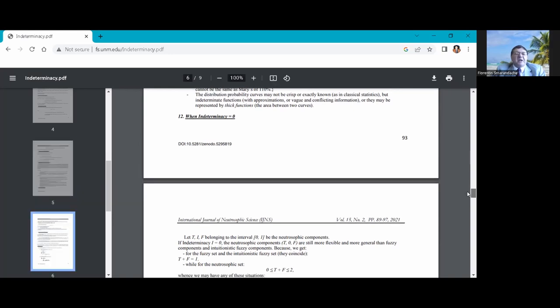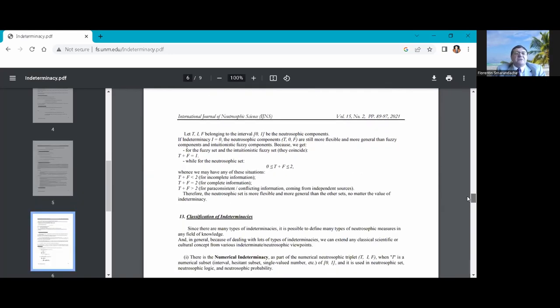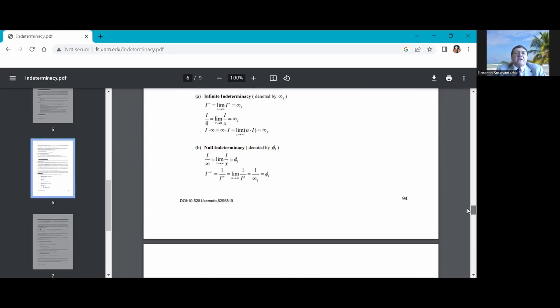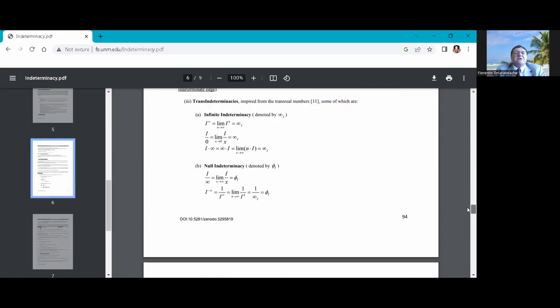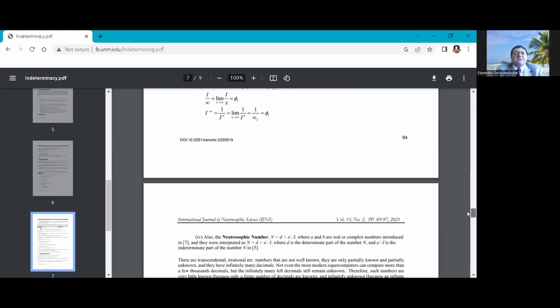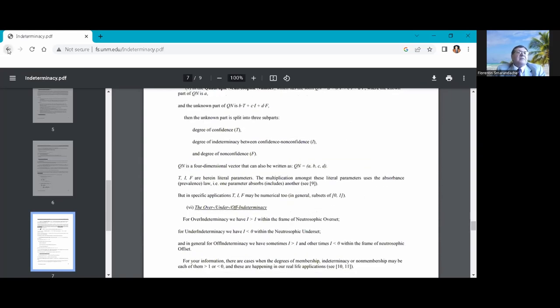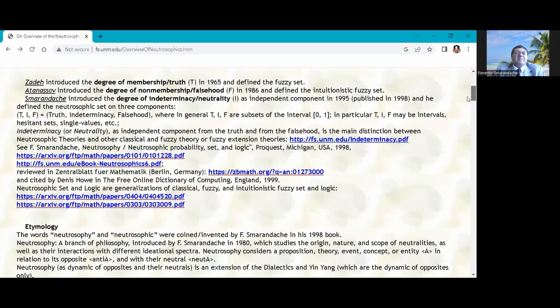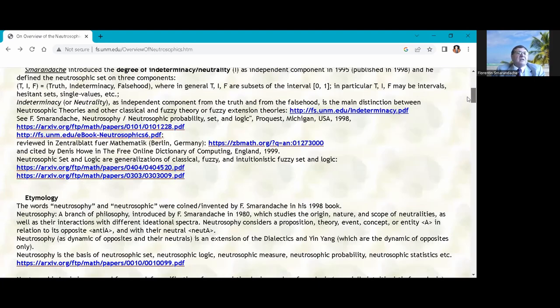You just simply replace indeterminacy by zero and use T, I, and F, and do all the work. We may have also infinite indeterminacy and zero indeterminacy. So there are many cases. Now, coming back to the degree of indeterminacy, there are some books published, and they are also at Cornell University. You can download them. You see them here on these links.